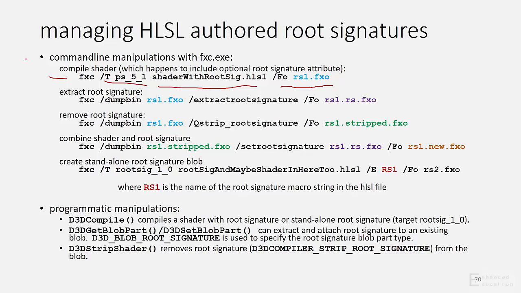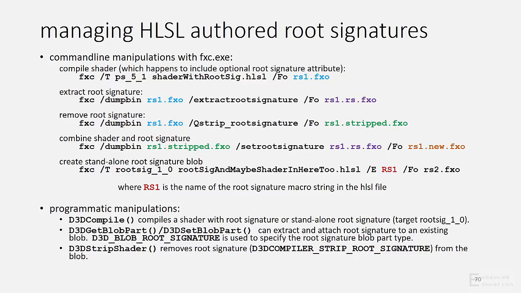So from this binary RS1 that contains a shader and a root signature, one thing we can do is extract the root signature out of it using this command. So rs1.rs.fxo now is just a root signature with no shader. The other thing we can do is remove the root signature, leaving the shader. So rs1.strip.fxo in this example is now just a shader alone.